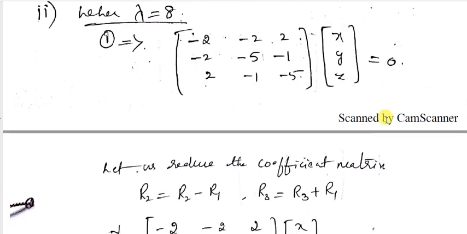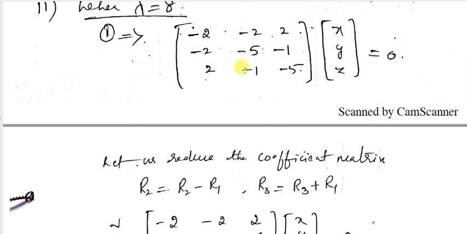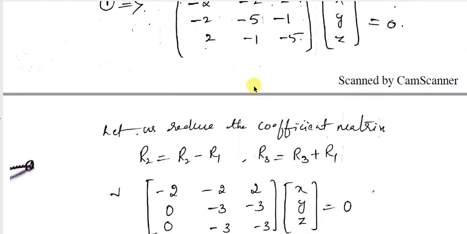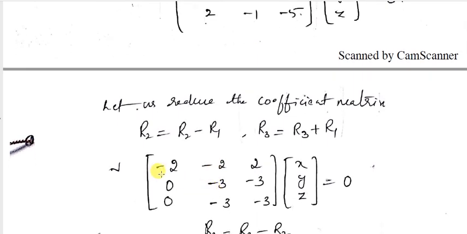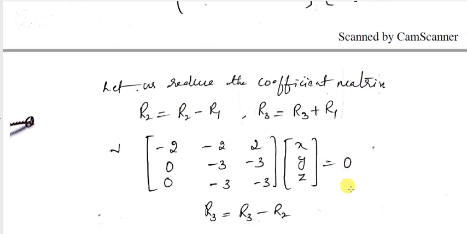Now let us reduce this coefficient matrix through a row transformation before writing the system of equations, because it will be easy to solve the linear system if we reduce the coefficient matrix further. The simple operations I can use are R2 is equal to R2 minus R1, R3 is equal to R3 plus R1. Operating these on the coefficient matrix, it reduces to an equivalent matrix minus 2 minus 2 2, 0 minus 3 minus 3, 0 minus 3 minus 3, times x y z is equal to 0.